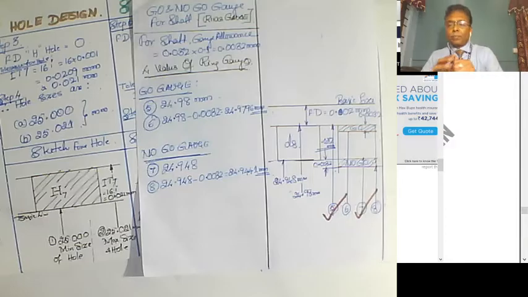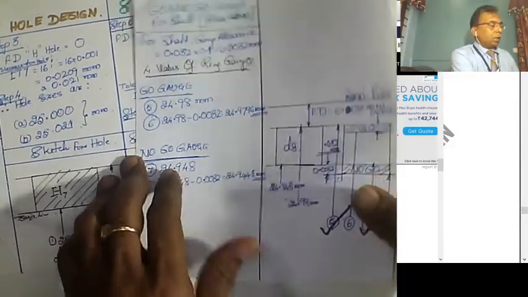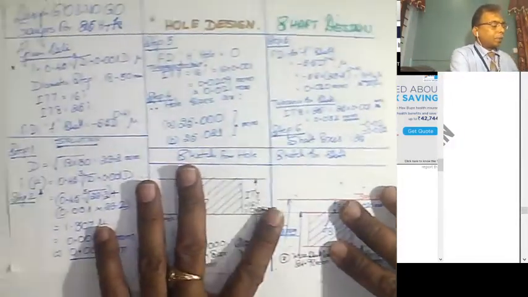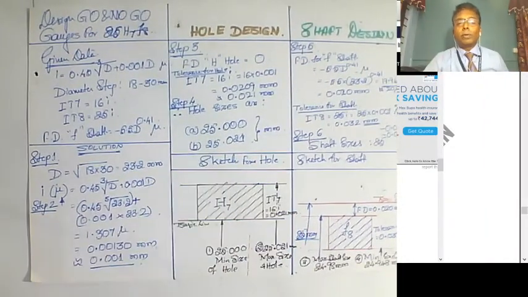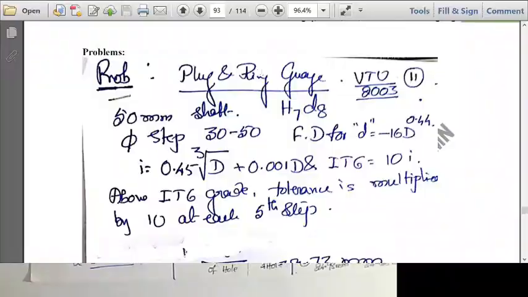Okay, friends, I think we have fairly covered the majority of our discussion on go and no go gauge. Let me also see if I have a window capture.